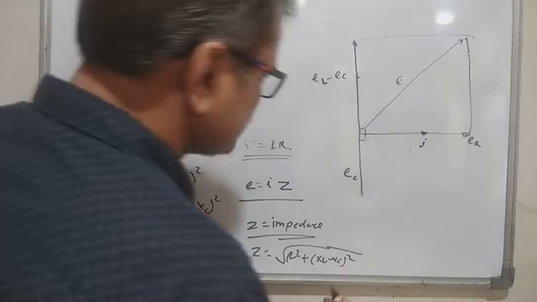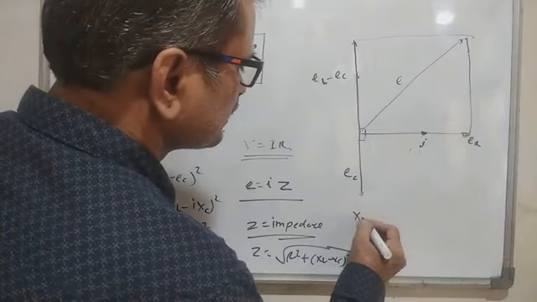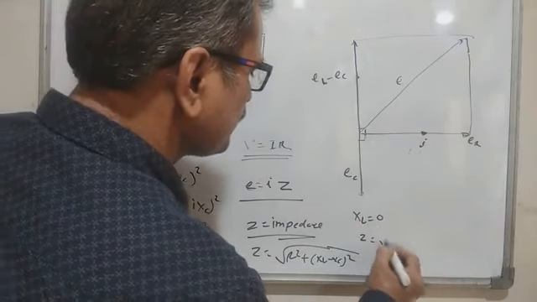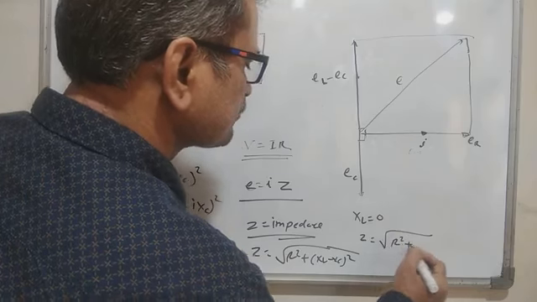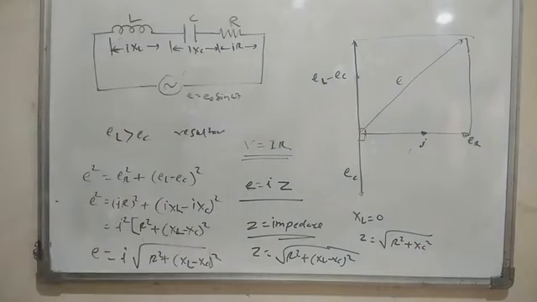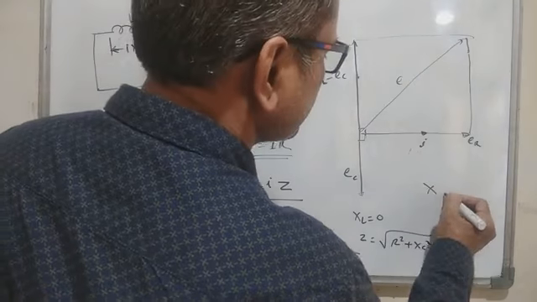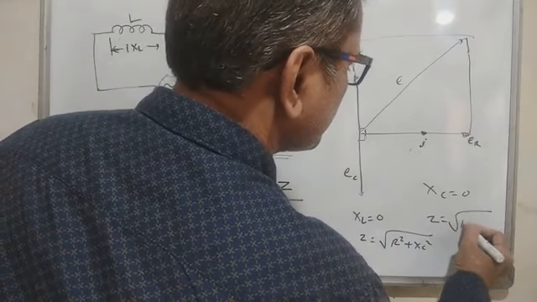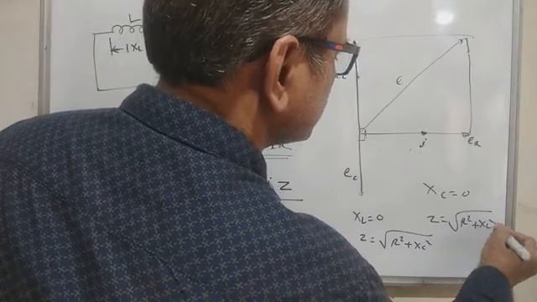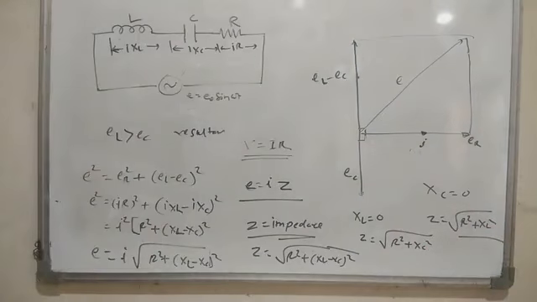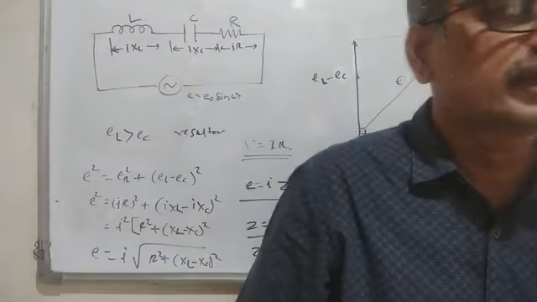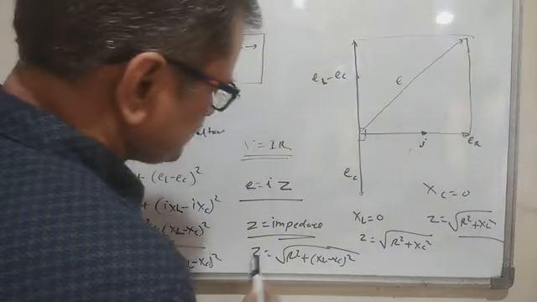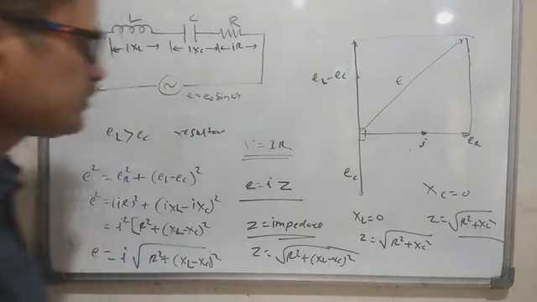Now maybe in some circuit XL is 0. In that case, Z will be equal to root of R square plus XC square. In case XC equals 0, Z will be root of R square plus XL square. So in any case, the combination of resistance and capacitance, or resistance and inductance, gives the impedance, and impedance is represented by Z. So this is all about the impedance.